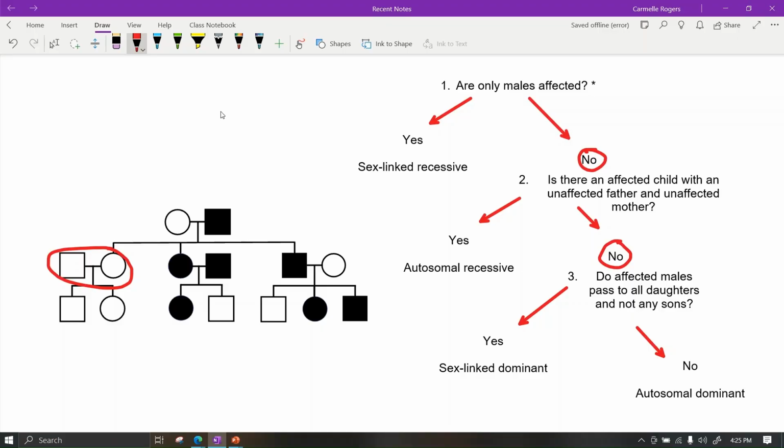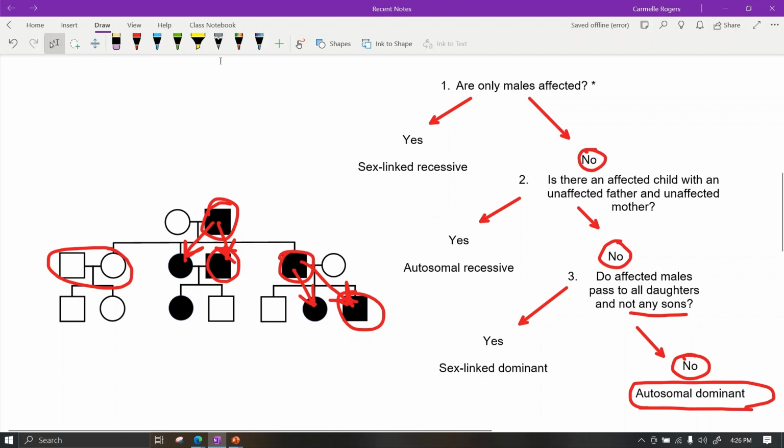Do affected males pass to all their daughters and not any sons? So let's find our affected males. Those will be the shaded squares. And then we look at their offspring. So this affected male does have an affected daughter and an affected son. That's the same with this affected male, an affected daughter and an affected son. The answer to this is no. That means it's an autosomal dominant type of inheritance.